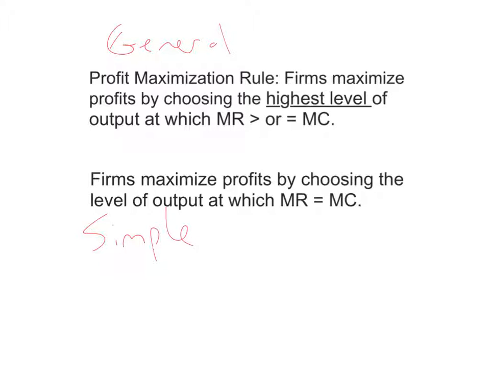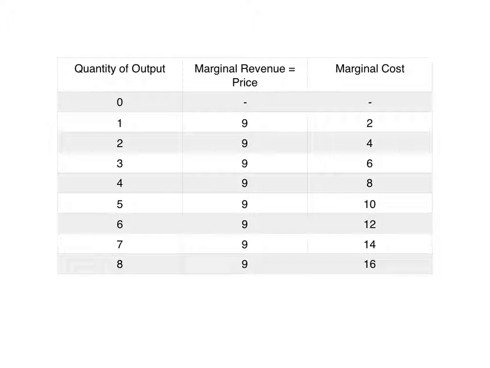You'll notice that the simplified version leaves out two phrases or two parts of the general rule. This phrase, the highest level of output, and then it also leaves out the possibility of the inequality here. So again, the simple version, the version that you may have learned as an undergraduate, can create some problems. Let's look at a couple. Let's suppose that we have a marginal revenue, marginal cost schedule like this one. This is the schedule, say, for a perfectly competitive firm.